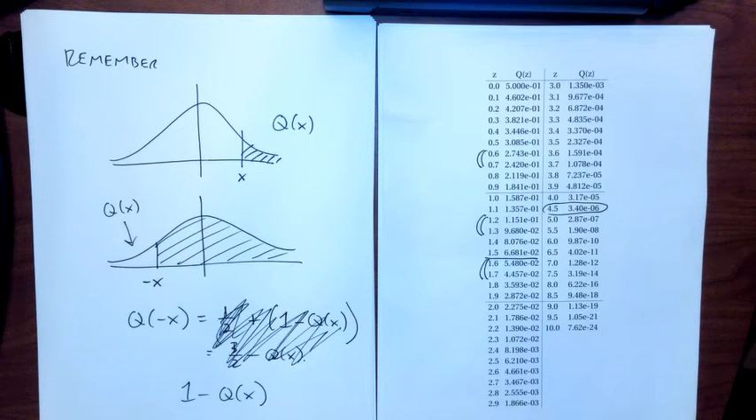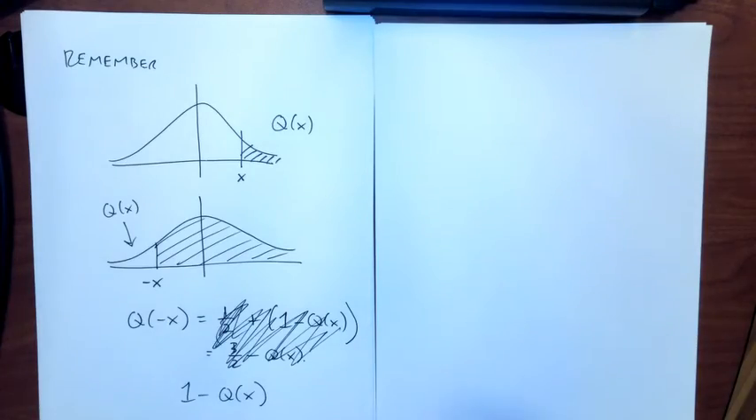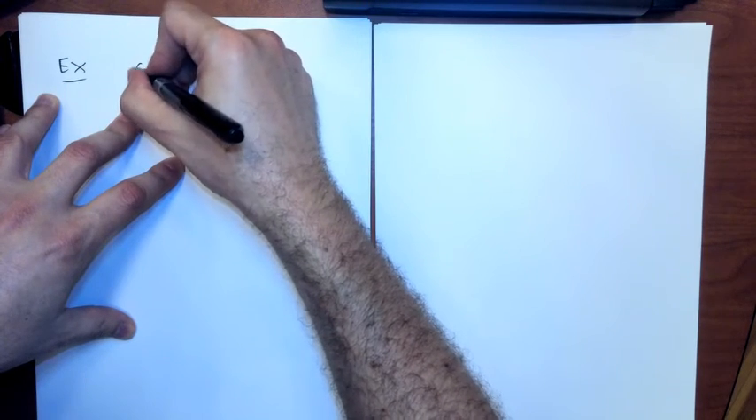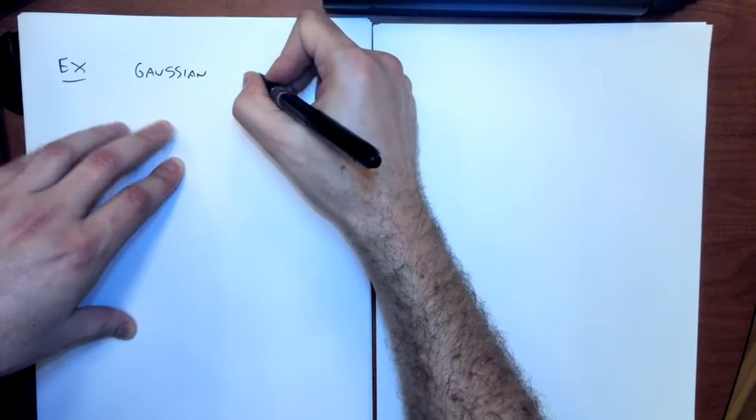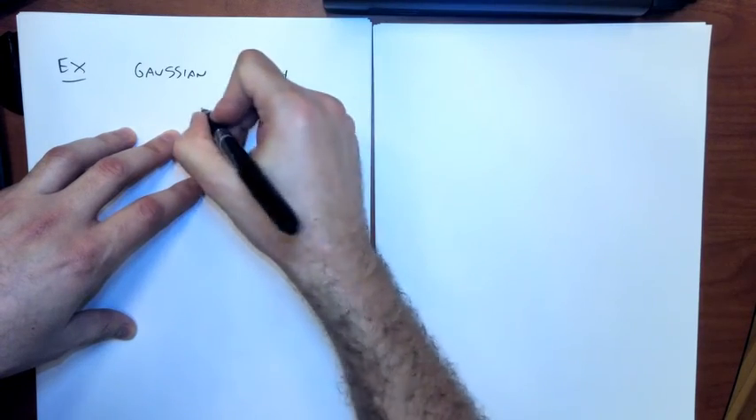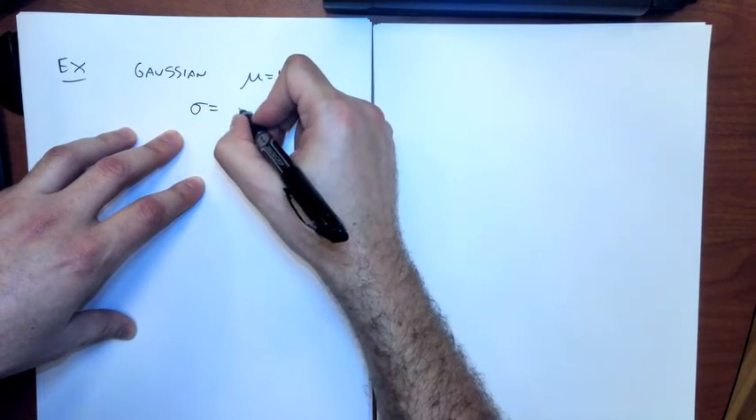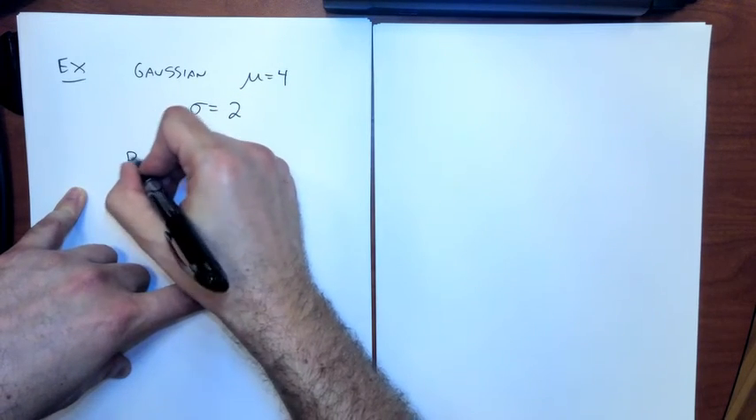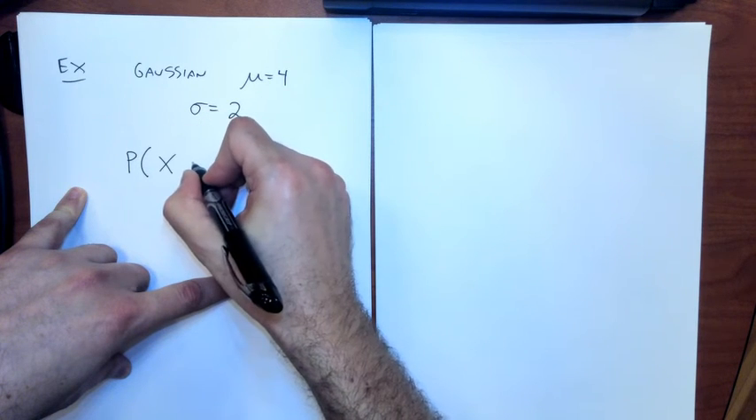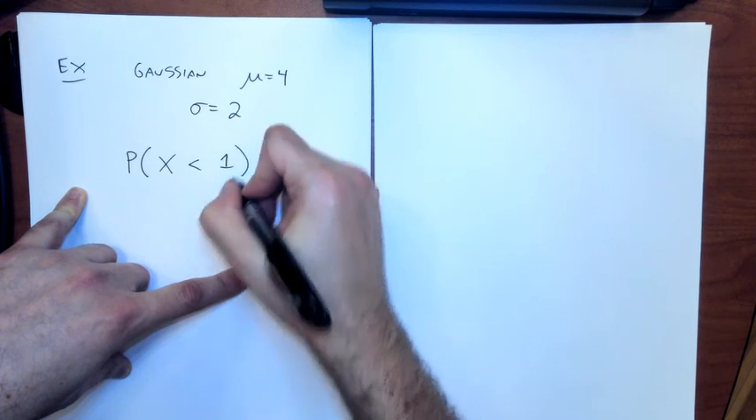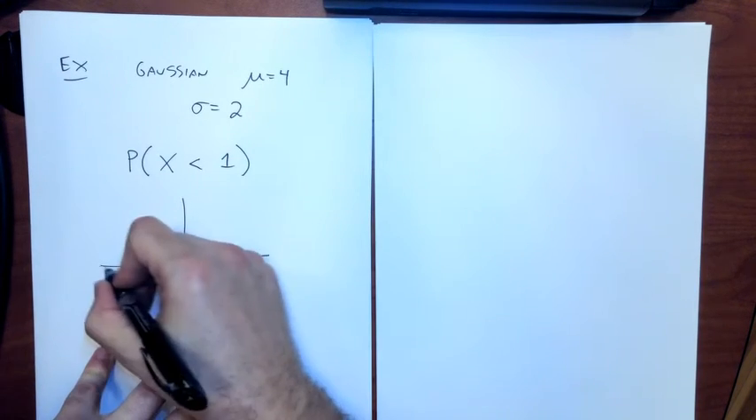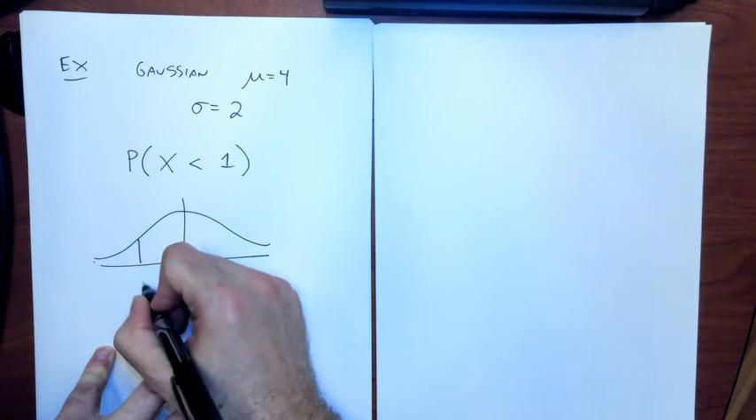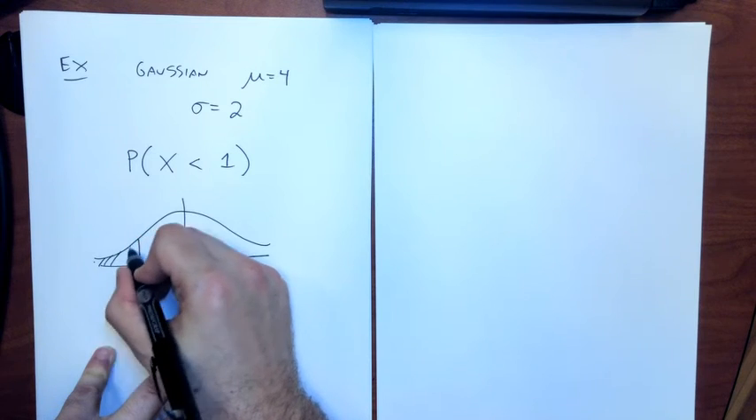Okay. So in a case like this, let's suppose I have a Gaussian of mean 4 and standard deviation 2, and I want to know what's the probability that x is less than 1, right? I would draw that picture and say, okay, here's 4, here's 1, and I want to know what is this probability.